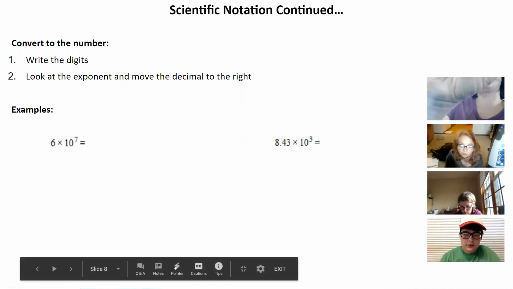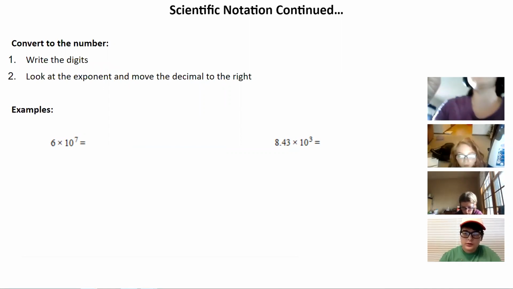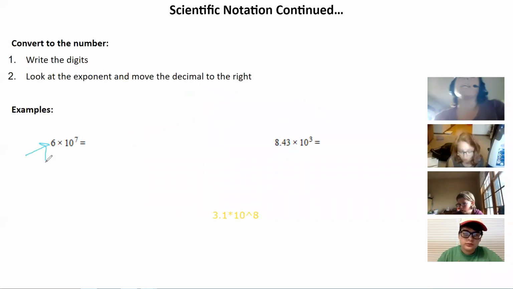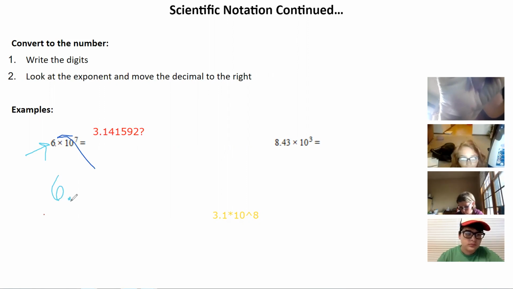So we kind of talked about this already. If we want to turn a number from scientific notation back into the number, where is the decimal hiding? Right here. And that's 6 times 10 to the 7th. Yep, right at the end of the 6. Yeah, we kind of already mentioned that. So then we take that decimal and move it how many spaces? 7. Yeah, you're right, Ayub.